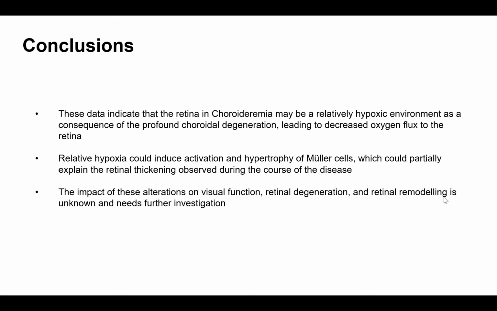We also hypothesized that this relative hypoxia could explain some of the anatomical changes that were previously described in choroideremia. For example, Sam Jacobson, my previous mentor, described that there's a retinal thickening in the course of the disease, and this could be perhaps due to hypertrophy of Muller cells as a consequence of retinal relative hypoxia.